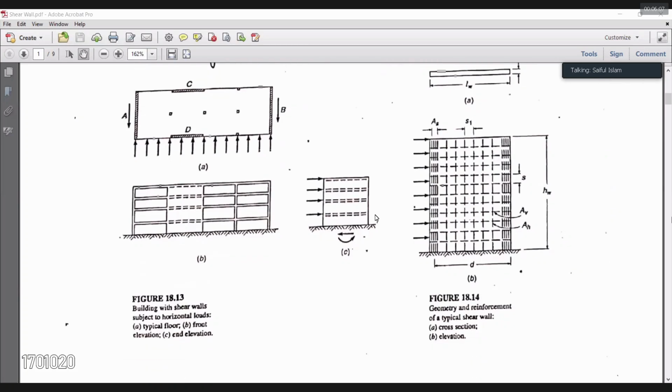So what is effective depth? It is a cantilever beam. From the center of the flexural steel to the compression face, this is the effective depth. And in case of your shear wall, generally 80% of LW is taken as the effective depth.